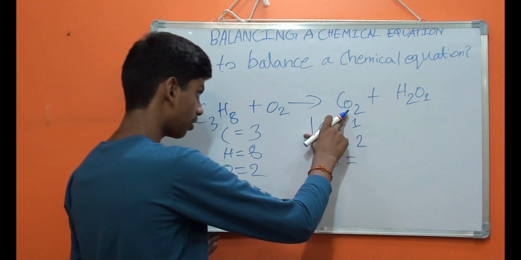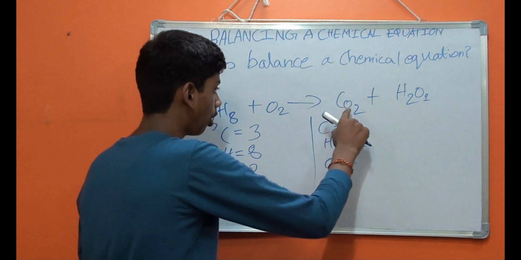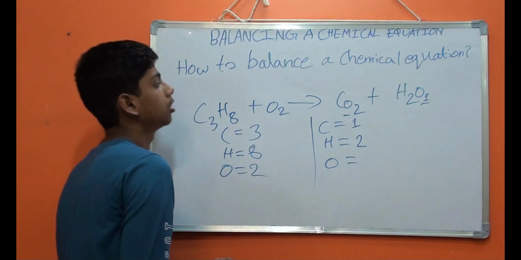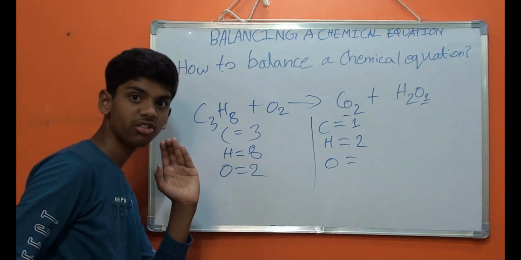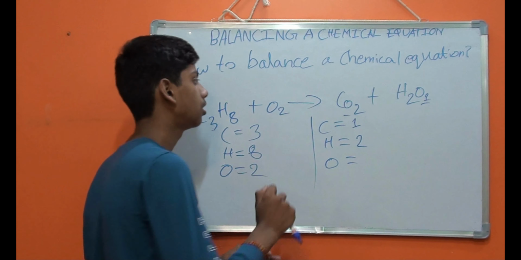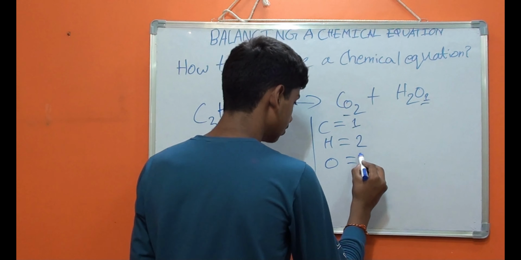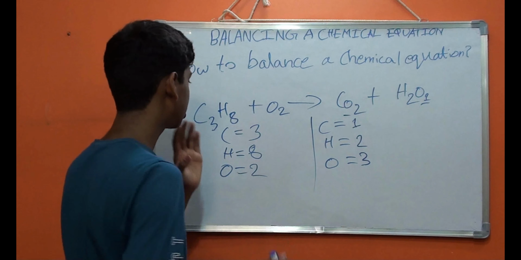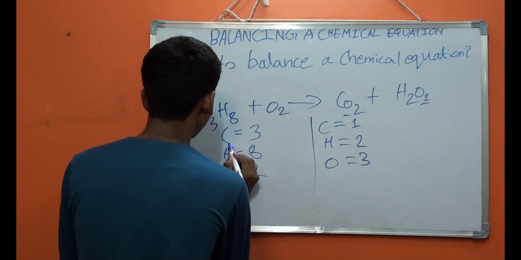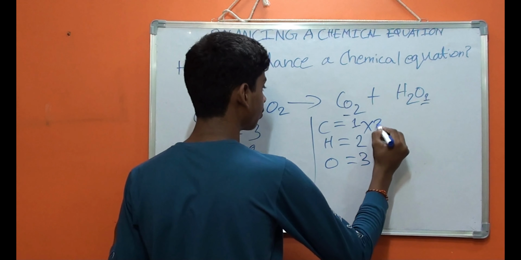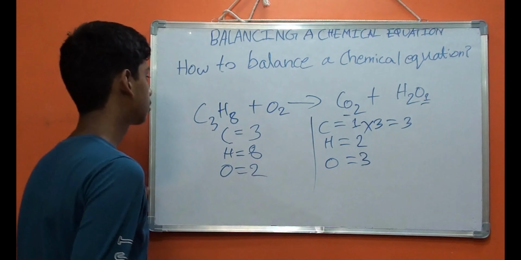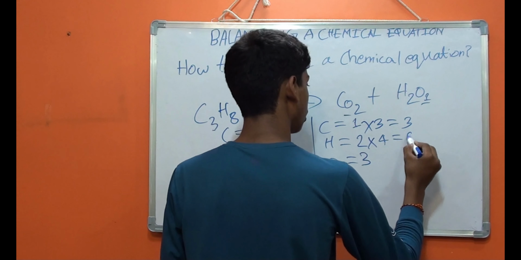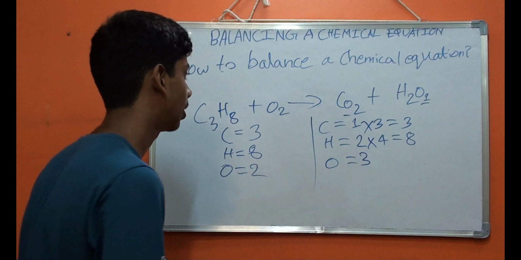See, here there are 2 oxygens. Here is the first one and here is the second one. So we should add the number of atoms of these 2 parts. So we will get 3. We have to balance this. So first let's start by balancing the carbon. So into 3, carbon is balanced. Hydrogen into 4, 8. Again hydrogen is balanced.